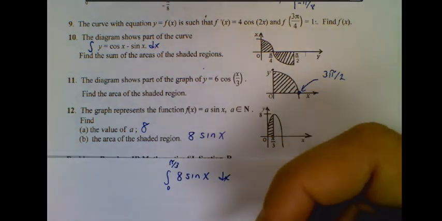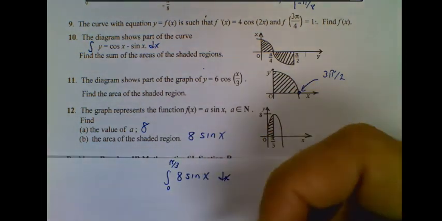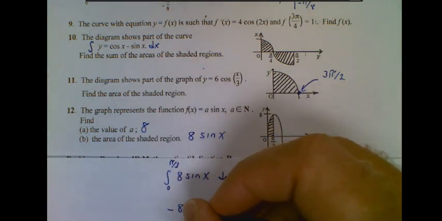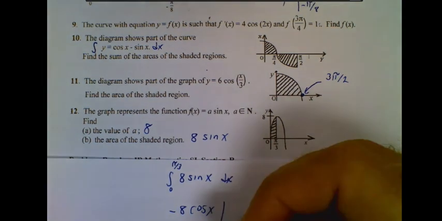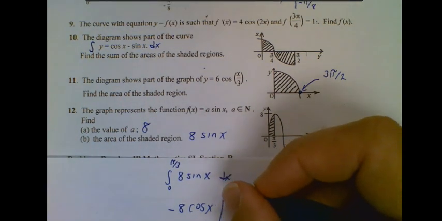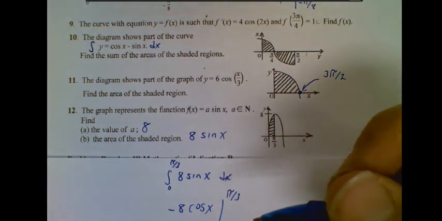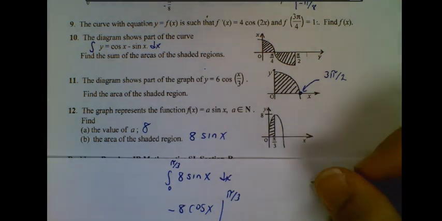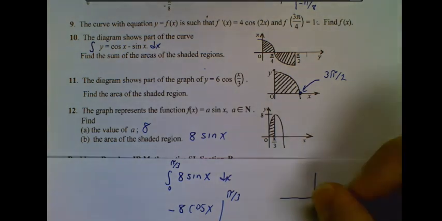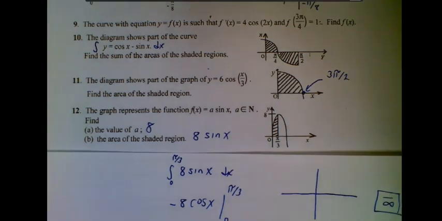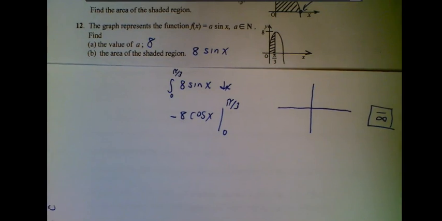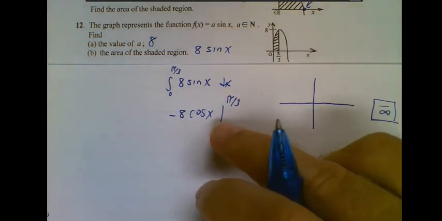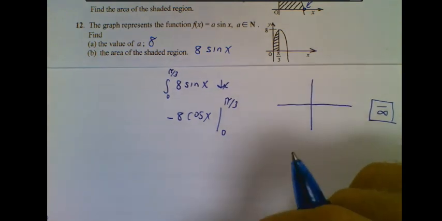So if we do the integral, integral of sine is negative cosine. So I'm looking at negative 8 cosine x. And we're evaluating that from 0 to pi thirds. So when I plug in the pi thirds for cosine, it would be nice if you already knew the cosine of pi thirds. That's something you should know.